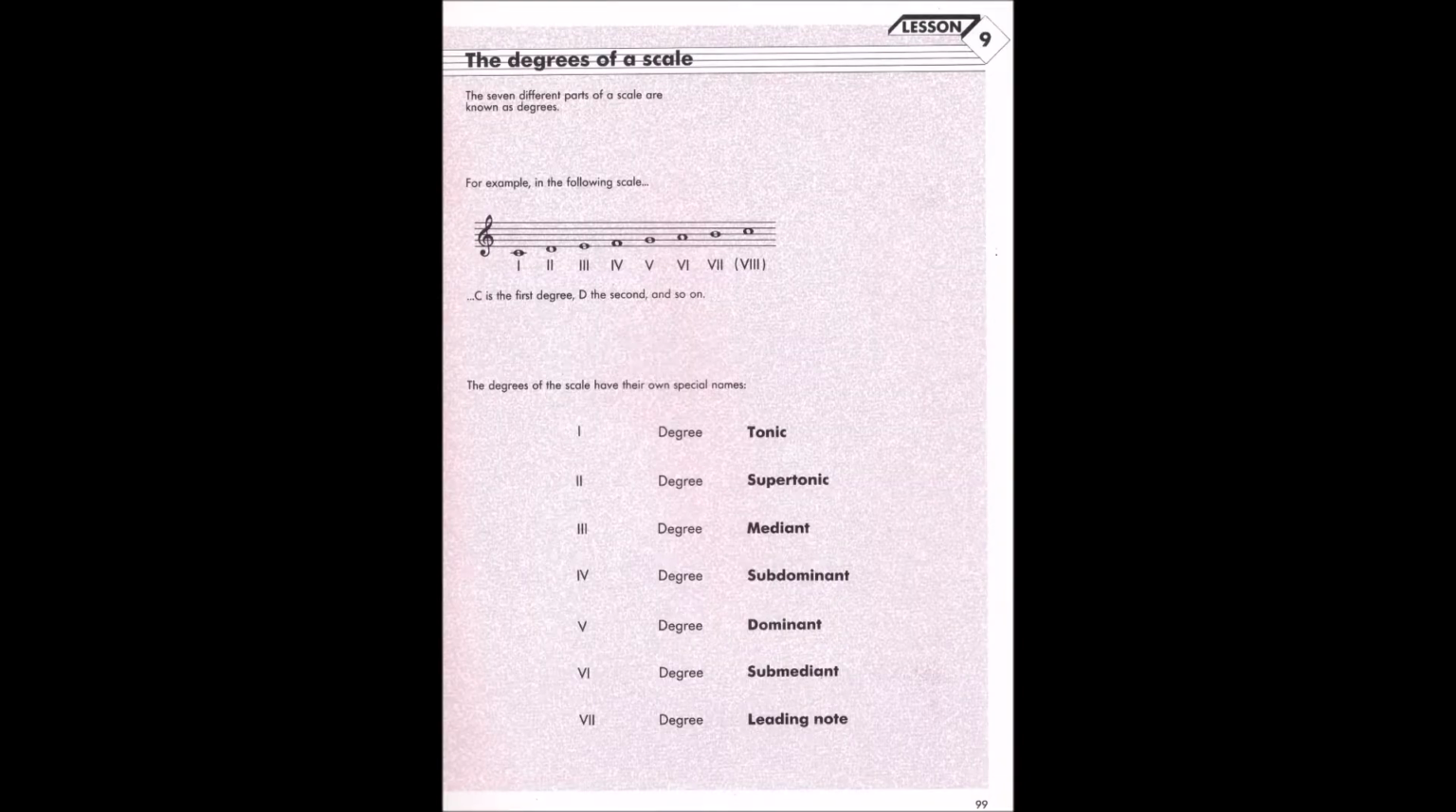On page 99, you can see that any scale can be divided into seven parts, each part corresponding to a particular note. These parts are called degrees of the scale, and in written music they're numbered using Roman numerals. So, in the examples shown, the scale of C major, C is the first degree, D is the second degree, E is the third degree, and so on up to C again. The degrees of a scale also have their own names, irrespective of which notes they correspond to. These names are listed for you on page 99. So, in C major, C is the tonic, D the supertonic, E the mediant, and so on up the scale.